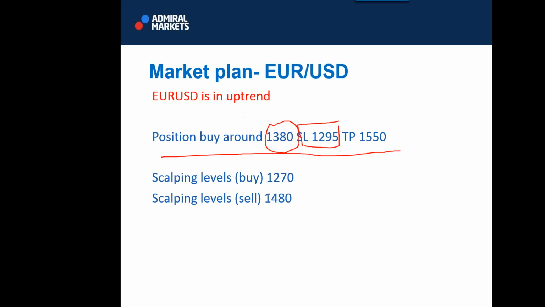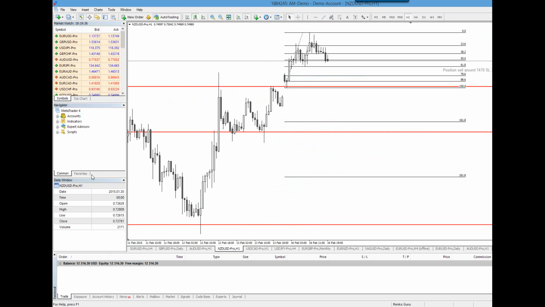Scalping levels to buy, if it hits stop loss, is 12.70, and if it tries to reach this level, this is a sell trade. This is scalp only. So if it reaches this level, there is a big chance that it will go through and hit this level, but on the first attempt, I think it will be sold because it's a good historical scalp level. Okay.